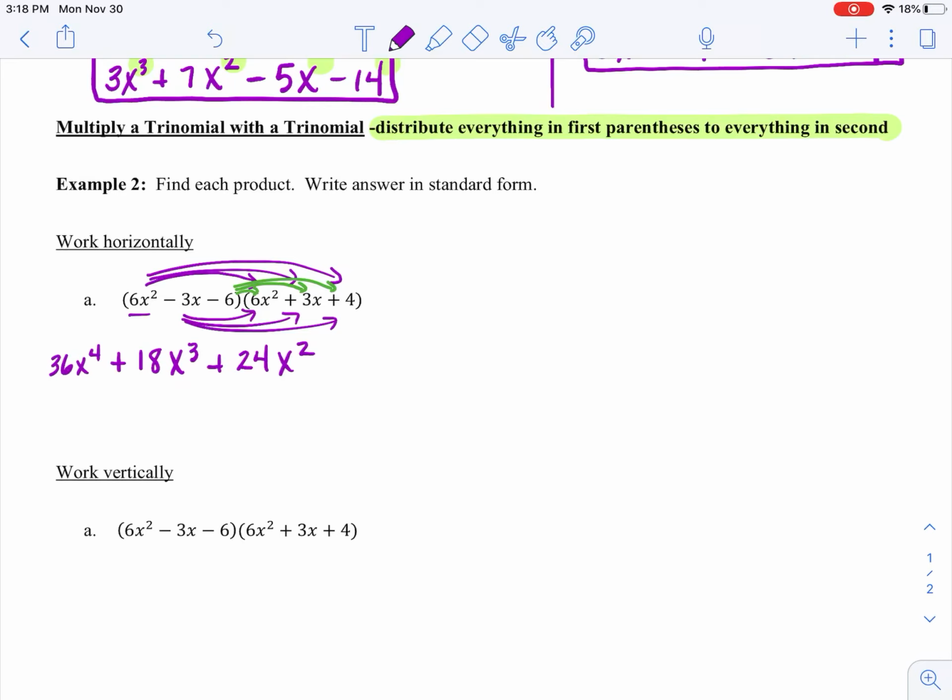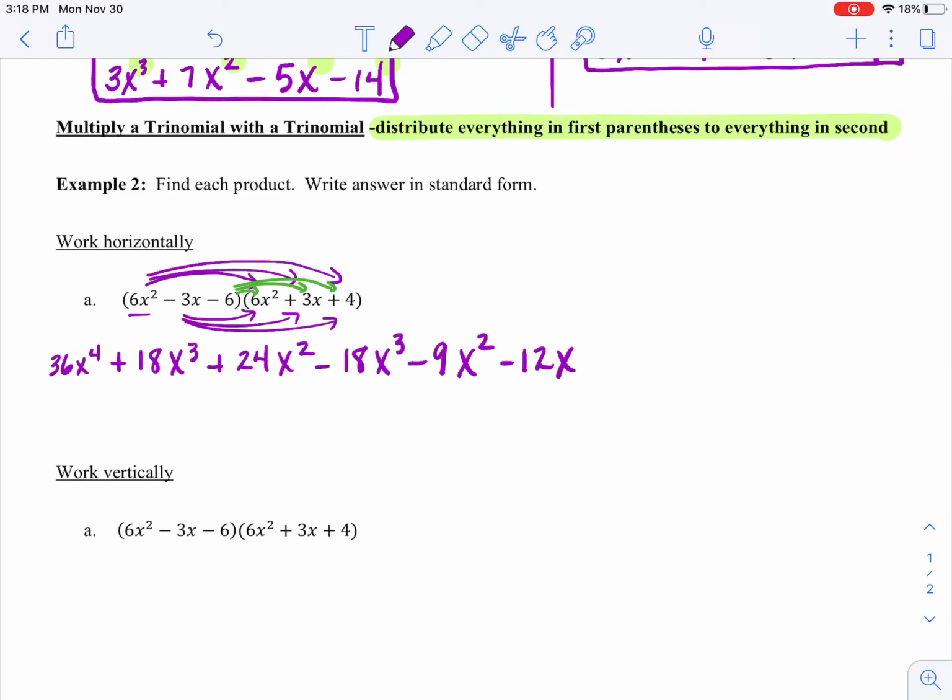We're going to distribute negative 3x times 6x squared. That's going to give us negative 18x to the 3rd. We're going to distribute the negative 3x times the positive 3x. That's going to give us negative 9x squared. And finally, we're going to distribute the negative 3x to the positive 4. That's going to give us negative 12x.